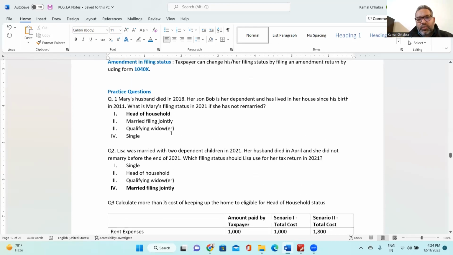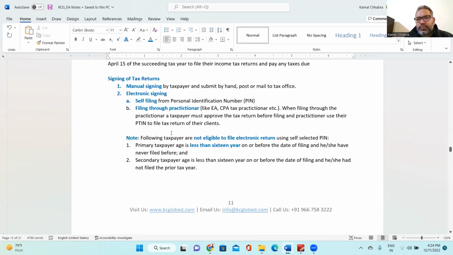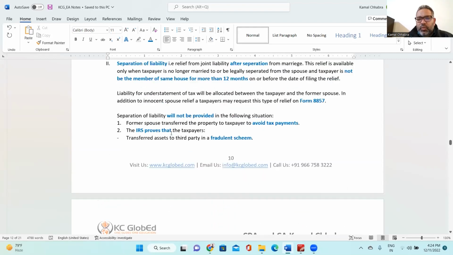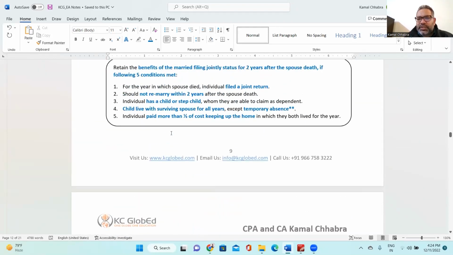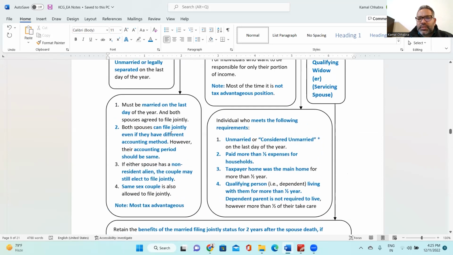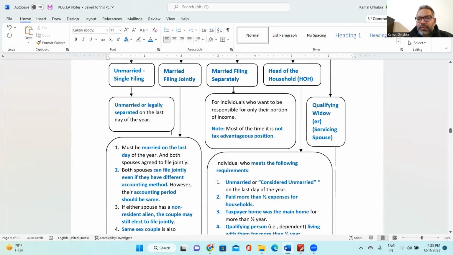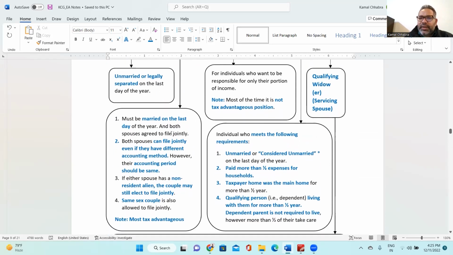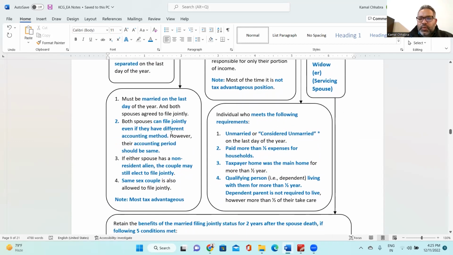Do you remember head of the household status? What all things you need to do to get the status of head of the household? So these are 4 requirements to be eligible for head of household status filing, because it has certain advantages. First, the person should be unmarried or considered unmarried on the last day of the year. Second, paid more than half of the expense per household.